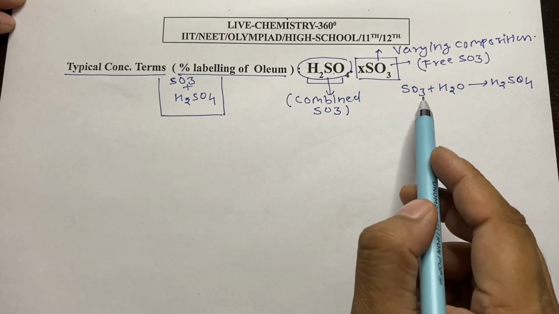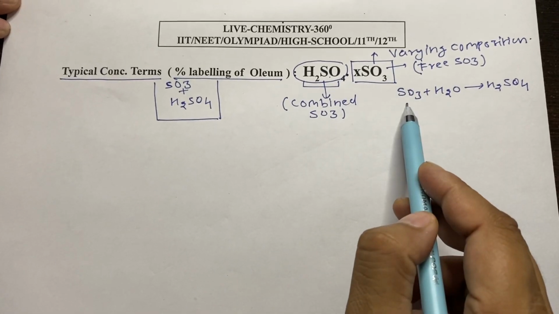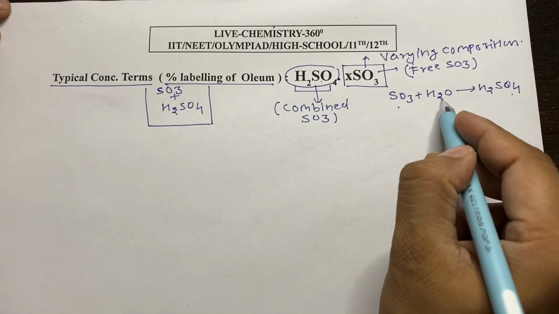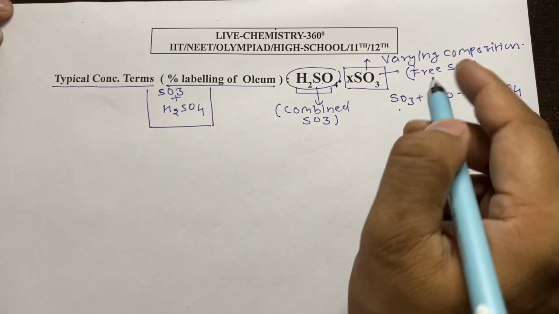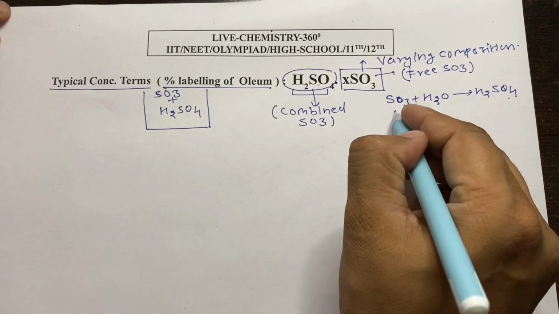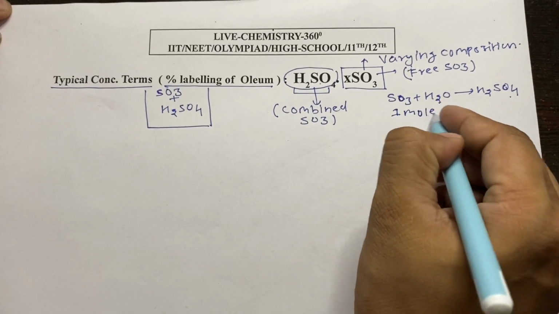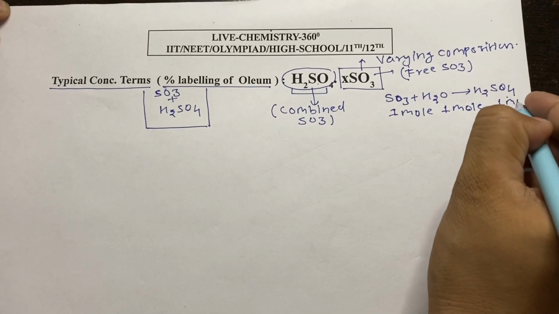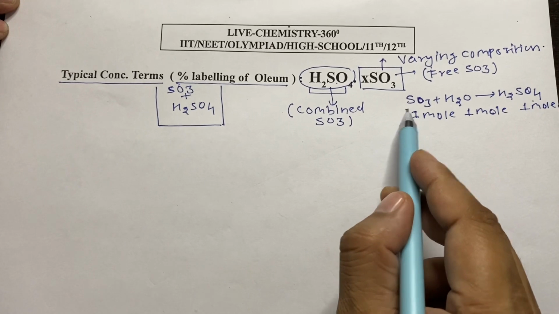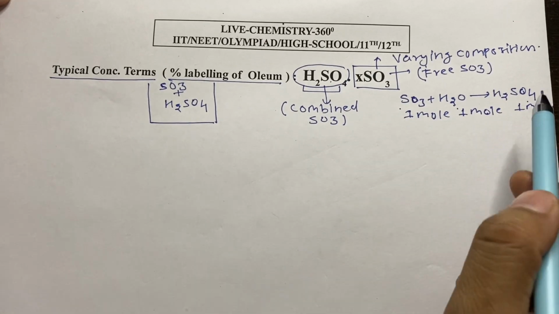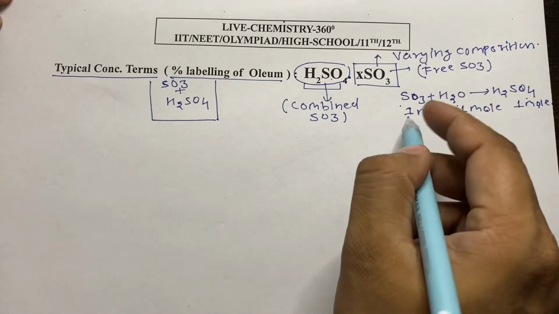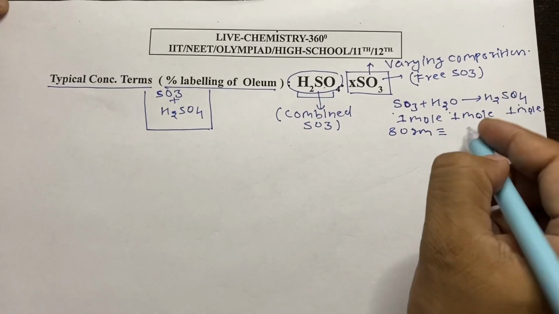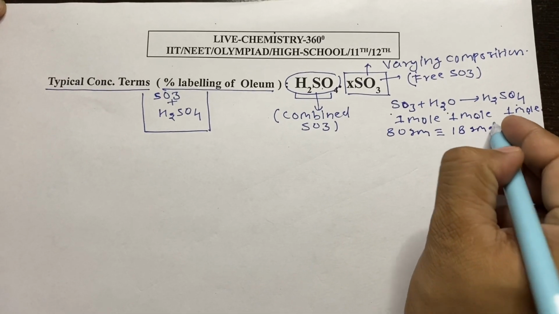As I told you, the free SO3 which is present in the oleum sample is converted into H2SO4 on reaction with water. So we can study the stoichiometry of this reaction. Obviously the reaction follows 1:1:1 stoichiometry. So 1 mole of free SO3 reacts with 1 mole of water to give 1 mole of H2SO4. So for 80 gram of free SO3, 18 gram of water is required.